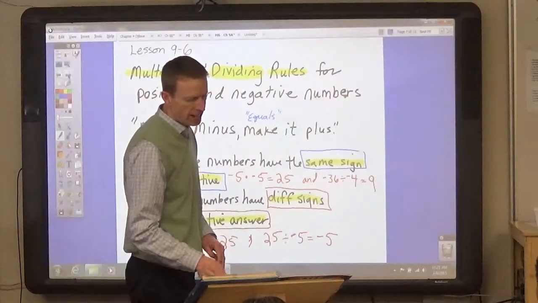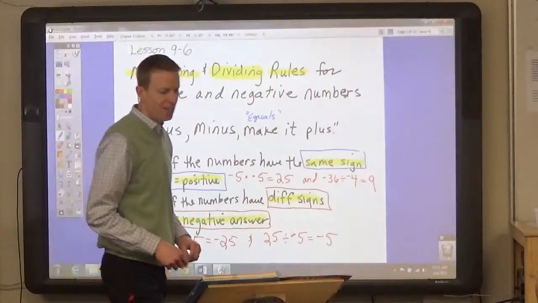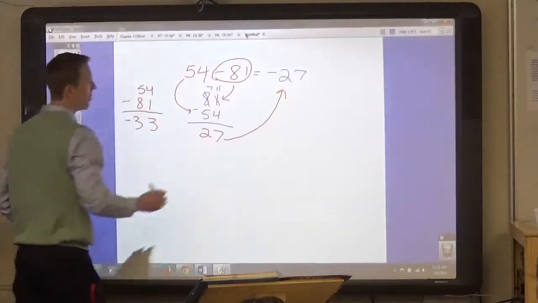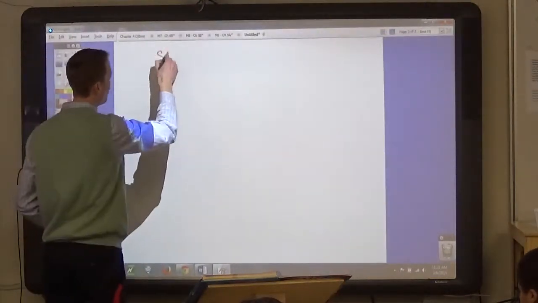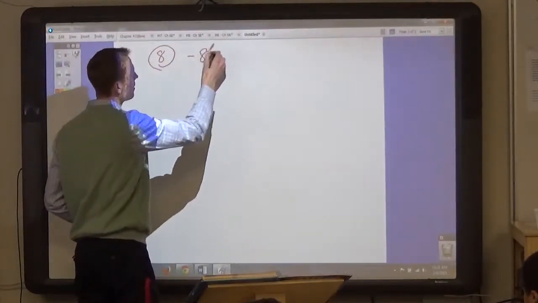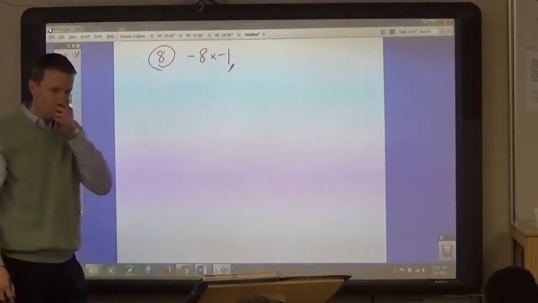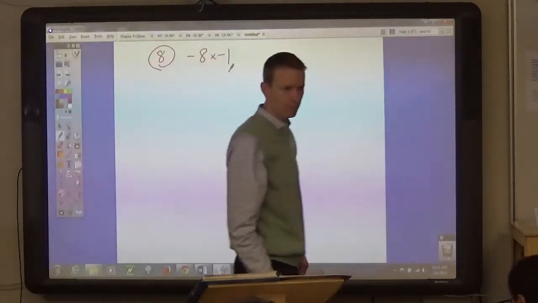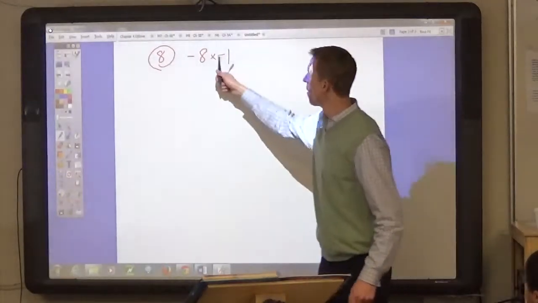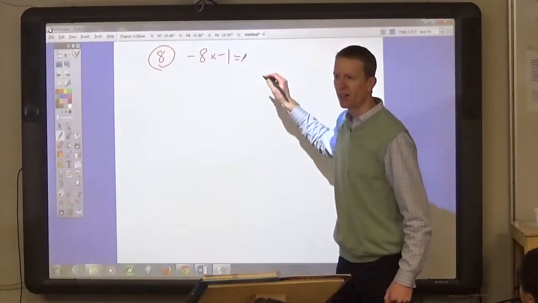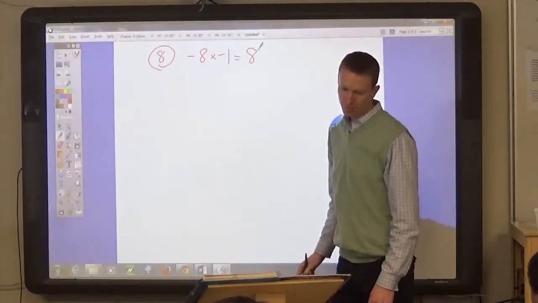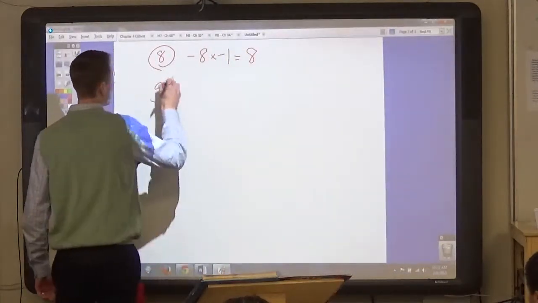Look at page 270, number 8. Negative 8 times negative 1. What happens to the two negative numbers? Gracie? They cancel each other out. Yeah, the minus signs cancel, so this is a positive 8. Yep.